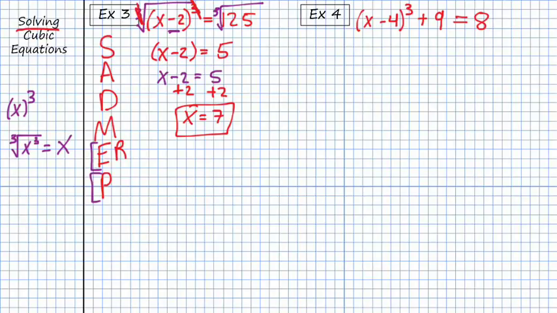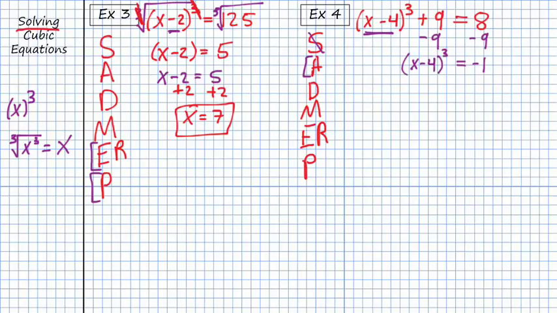Okay, so for number 4, what we're going to do is, again, we need to go through our order of operations. We're solving, so it's using SAD, MERP. Okay, so we see some addition right off the bat. There wasn't any subtraction that was outside of my parentheses, right? Then we saw that we had some addition that we needed to do. So we're going to subtract 9 from each side. And what we're going to find is that we get negative 1 over here, and you get x minus 4 cubed on the other side.